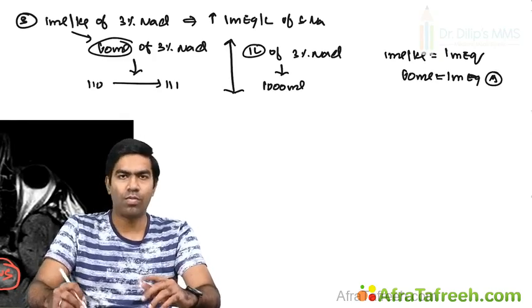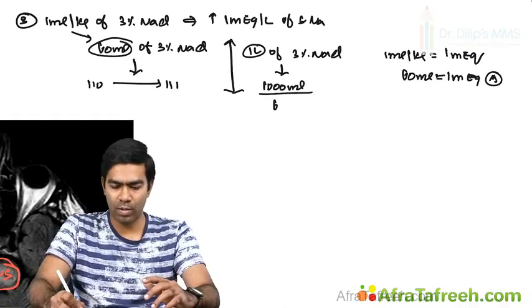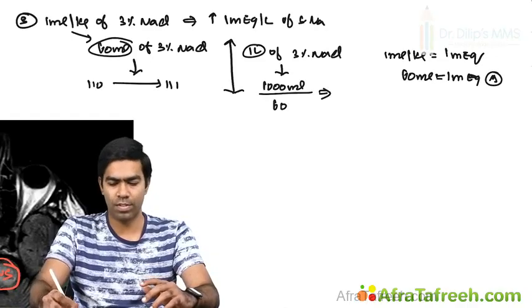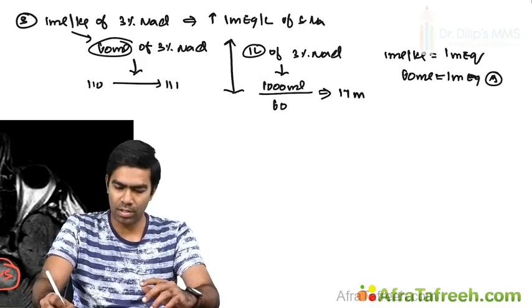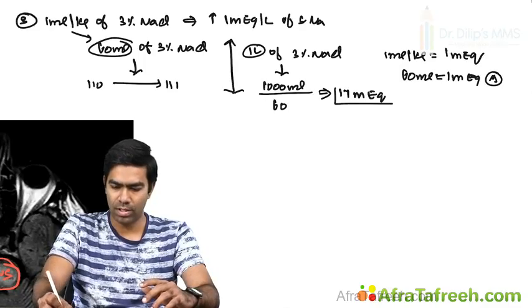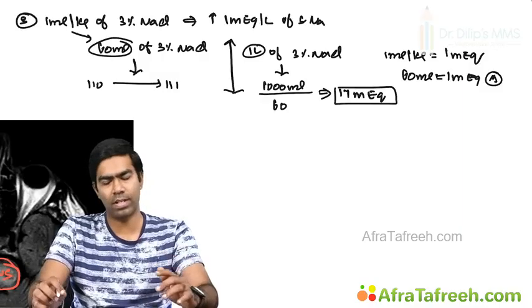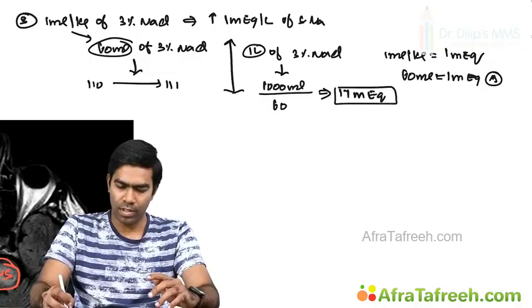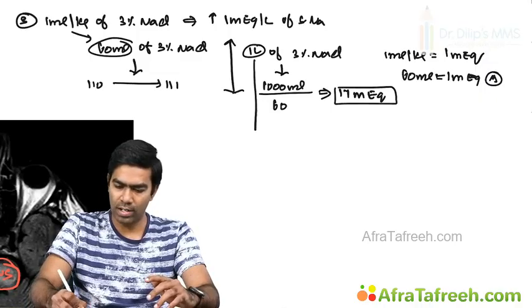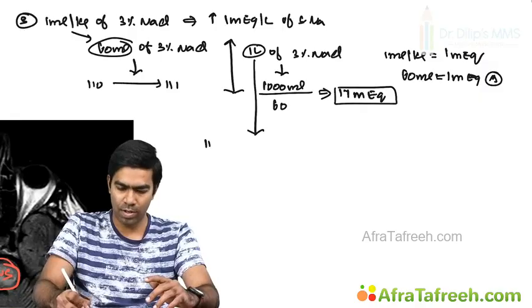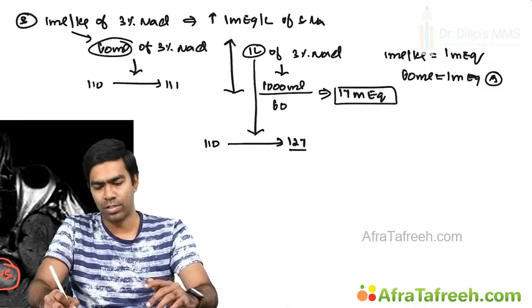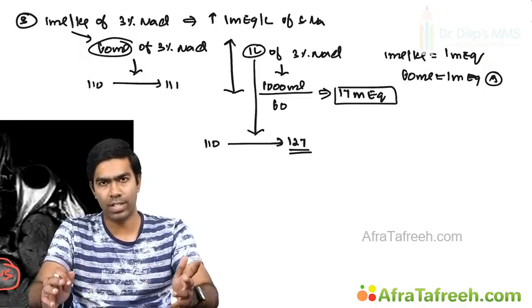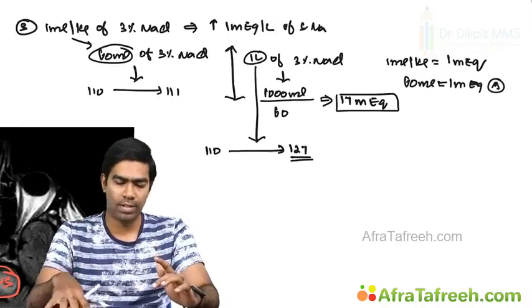So if you want to know for 1000 ml, I can write 1000 divided by 60 will be the magnitude of change, which means they are going to change by 17 milliequivalents. 16.66 will be the answer, so I am taking it as 17. So according to this formula, if I am going to give 1 liter of 3% NaCl, my sodium will rise from 110 to 127. So this is going to be the magnitude of change according to this formula.